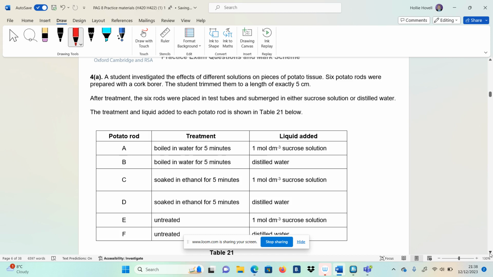Next one, question 4A. A student investigated the effects of different solutions on pieces of potato tissue. Back to potatoes. 6 potato rods prepared with a cork borer. Hopefully you know what a cork borer is. It's that little metal thing. It looks something like this.